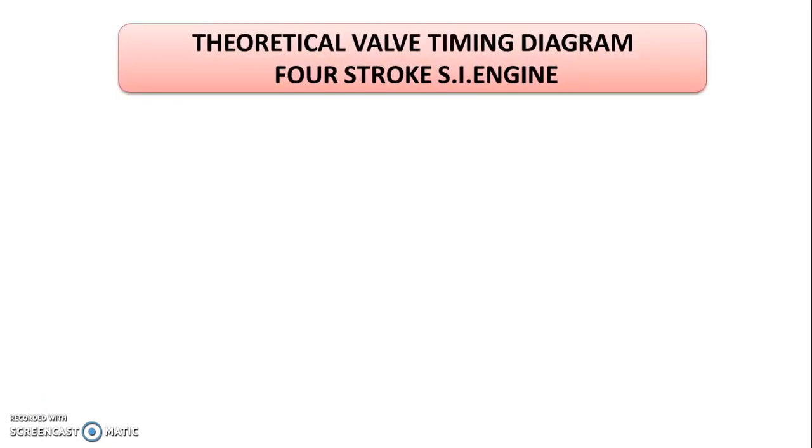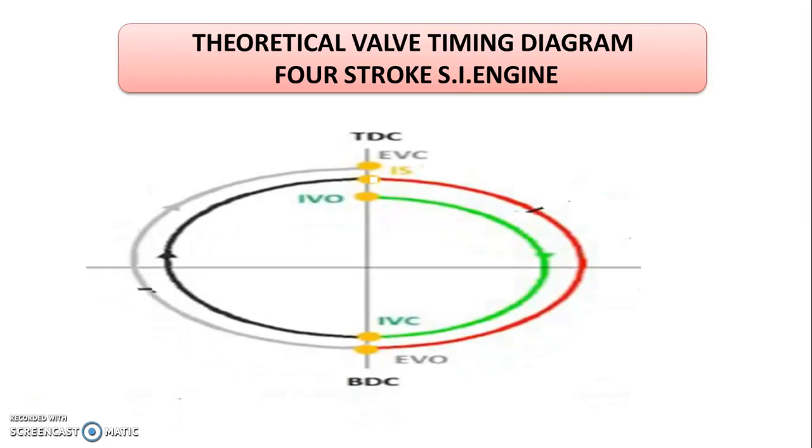Theoretical valve timing diagram for 4-stroke SI engine. In a theoretical valve timing diagram, opening and closing of the inlet valve or exhaust valve will take place exactly at the dead centers. So it is known as a theoretical valve timing diagram. This is the representation of the theoretical valve timing diagram of a 4-stroke SI engine, in which the inlet valve will open exactly when the piston is at TDC and the inlet valve will close when the piston reaches the BDC. So this is known as the suction stroke.